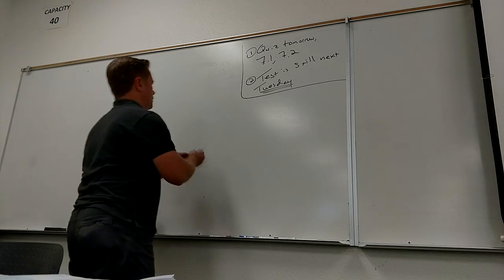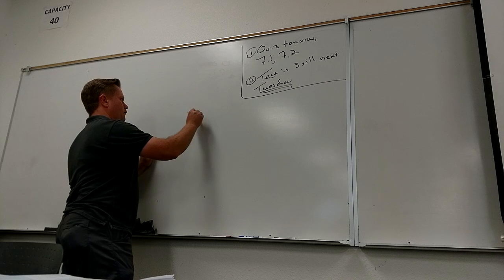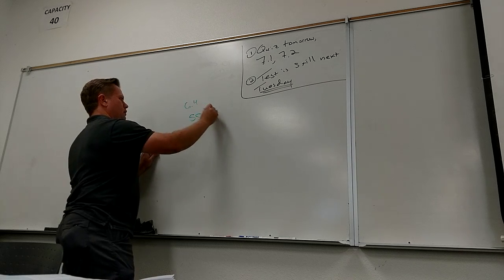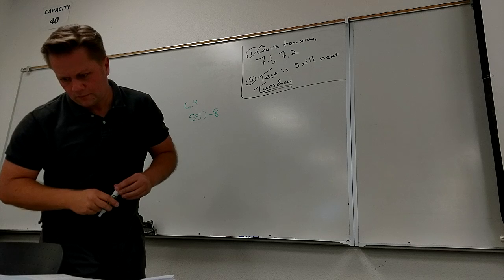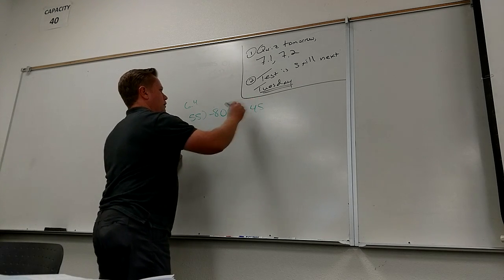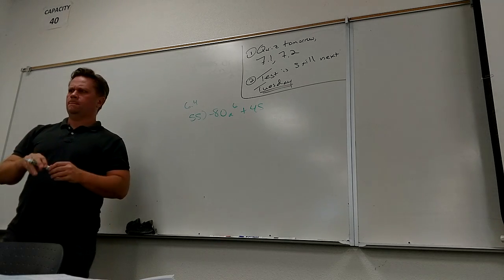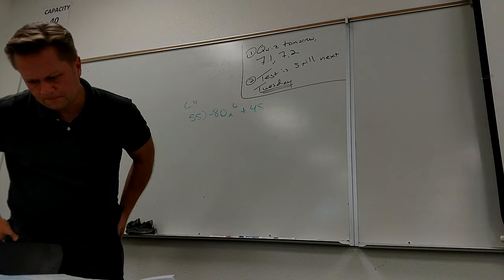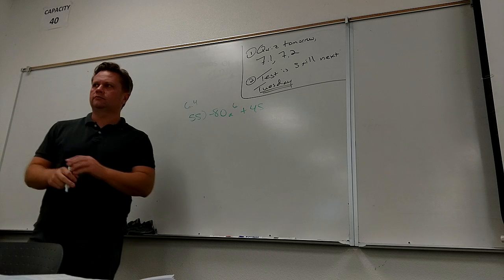I took out a -5. Yeah, so 55, 64. This is negative 80. 86 plus 45. Oh wait, it says 45? Yep. Oh, I wrote down 25. That's probably my problem. There you go, that'll work.